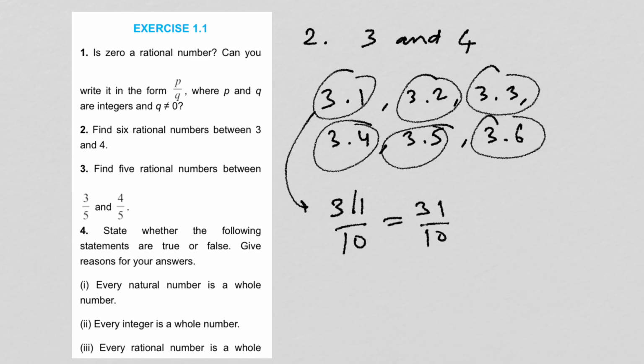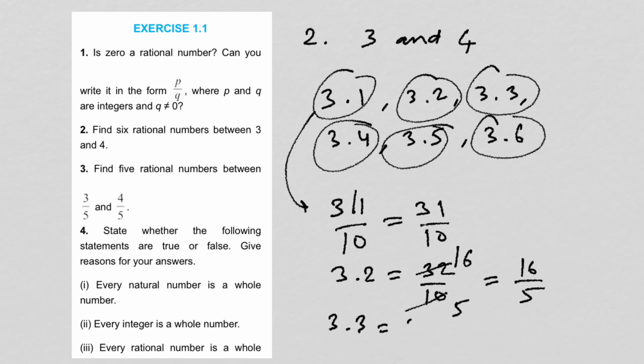The other number will become 3.2, which can be written as 32 by 10, and then we can cancel out. 16 2s are 32 and 5 2s are 10, so 16 by 5. And 3.3 can be written as 33 by 10, and likewise. So this is one easy method to find rational numbers between any two given numbers.